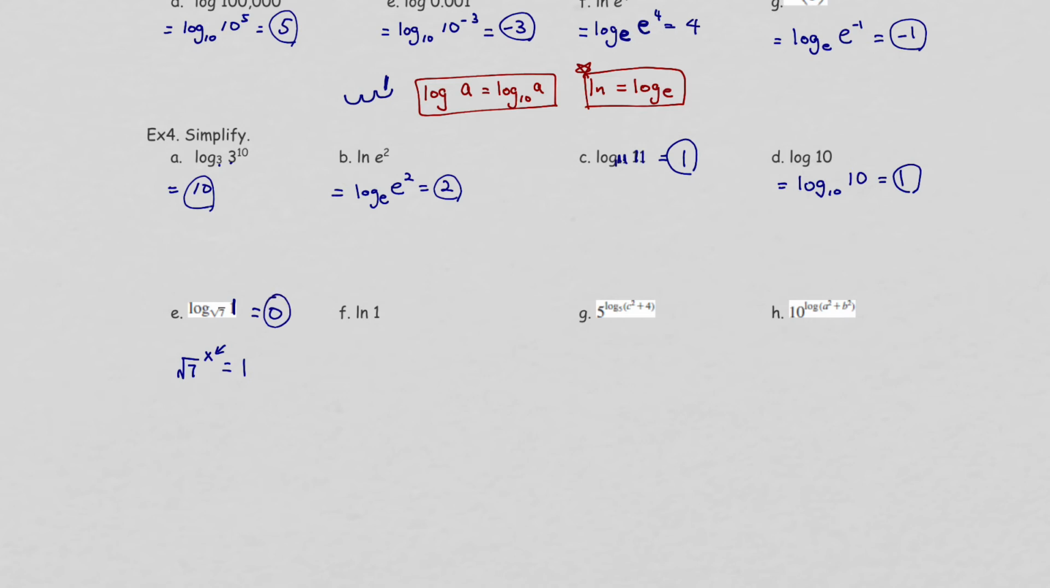This one will be the same thing. This is the same as log e of 1, so that will be 0. Again, when the larger base is 1, the solution is always 0.